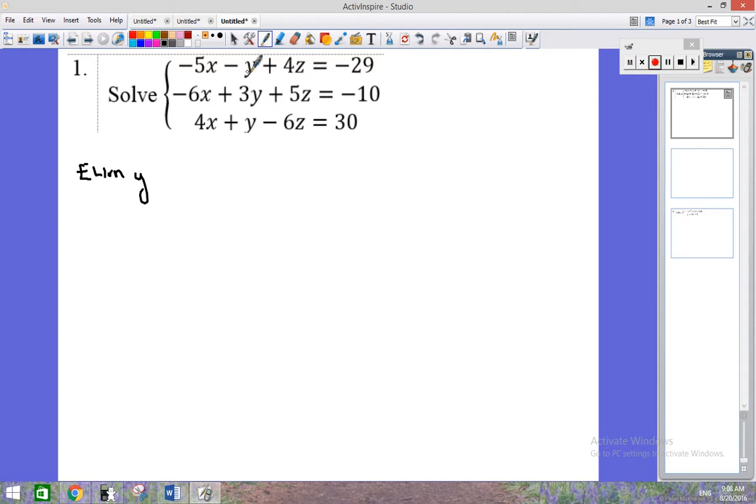So let's start out by simply adding equation one. Well, let's number my equations 1, 2, and 3, and let's add equations 1 and 3. I'm going to take equation 3 and write it down exactly like it is, and I'm going to add equation 1. And this coefficient is a positive 1, this is a negative 1, they're equal and opposite, and they will be eliminated when I add those equations together. So I've got 4x plus y minus 6z is equal to 30.